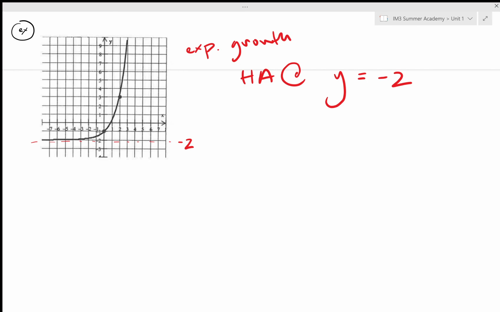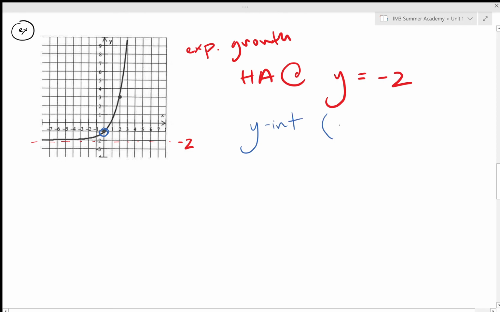Does it have intercepts? Let's see. That right there is an intercept. That is the y-intercept. That y-intercept is at (0, -1). This time it also has x-intercepts because you see it does cross the x-axis.